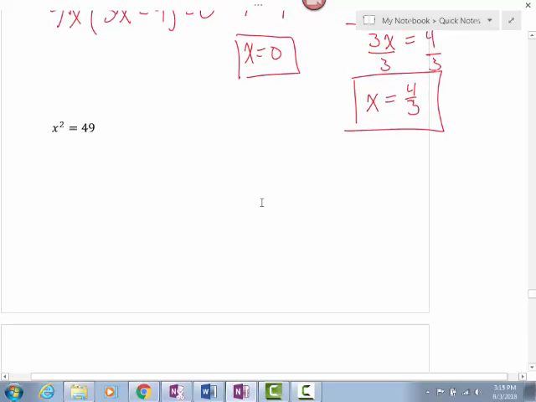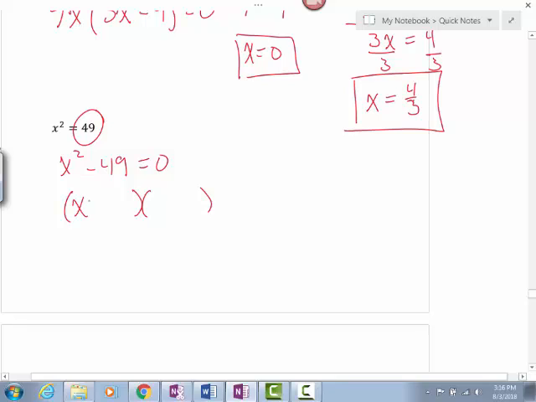All right. So this next one here is x squared is equal to 49. Again, I need to get that 0 on the other side. So I'm going to move the 49 over. That's going to become x squared minus 49 equals 0. If you recall from 13.5, when we did the difference of squares, I can use that formula here.